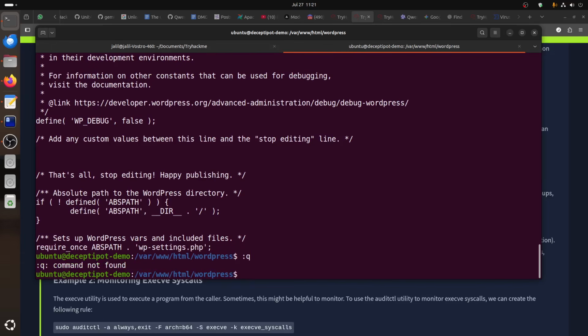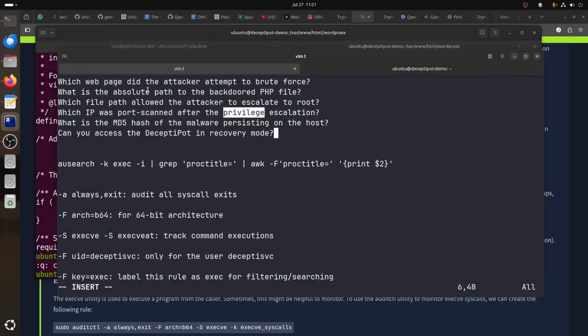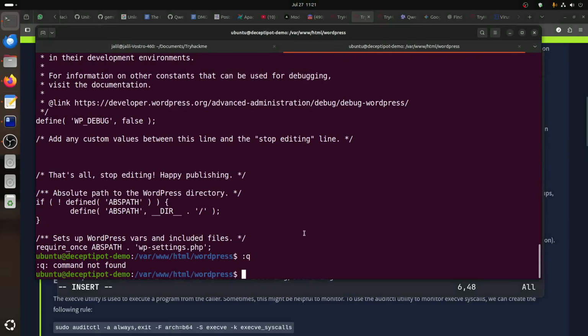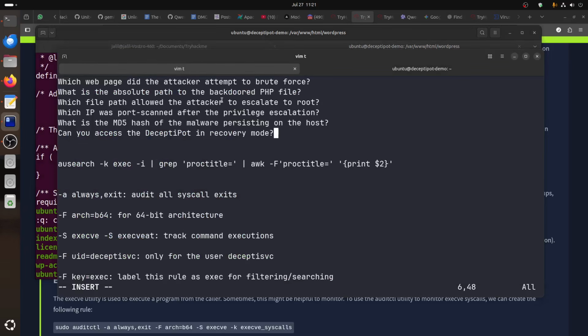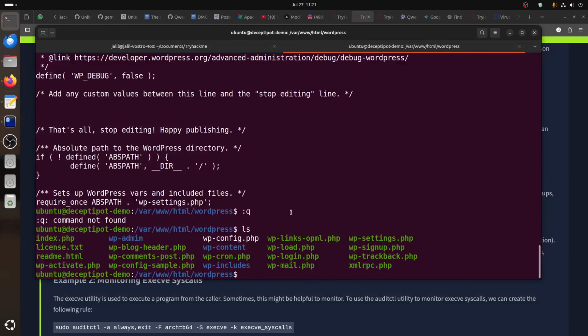They said the question, but I'm not allowed to show them. The question is, what web page did the attacker attempt to brute force? If you know WordPress, you know the answer: it's wp-login.php, the login page for WordPress, and the admin is this one. Then they ask what's the absolute path for the backdoor, and if you did a CTF for WordPress, you know exactly what will happen here.